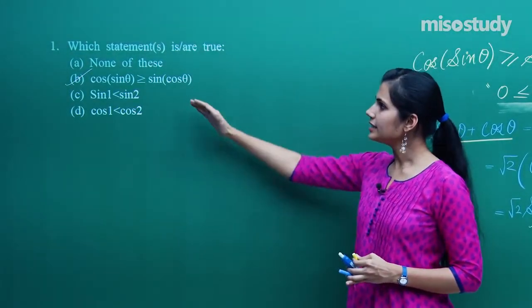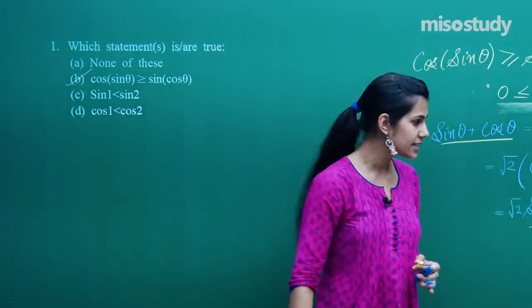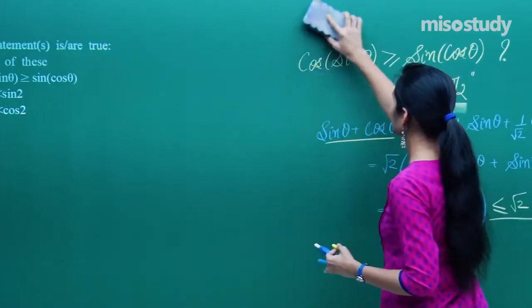Let's move to the second. It says sine 1 is less than sine 2. Is that true or not?